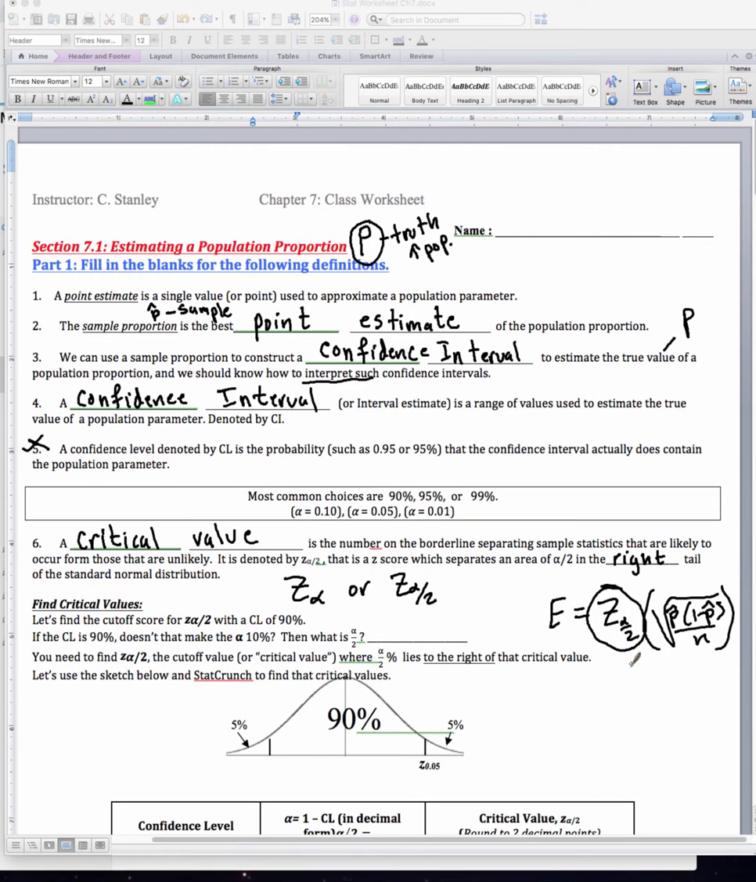So what we're doing now is basically how do we find this guy. Even though StatCrunch is going to do most of the work for us, we want you to be comfortable with finding these critical values. Okay, so let's find some critical values. Let's find the cutoff for alpha divided by 2 with 90%.